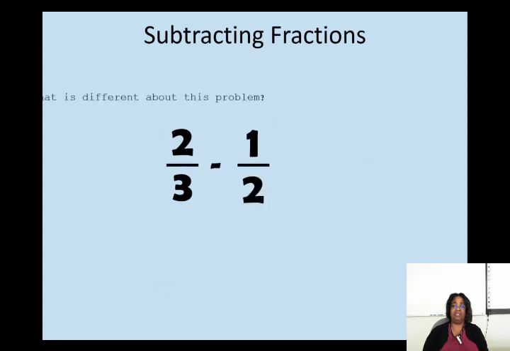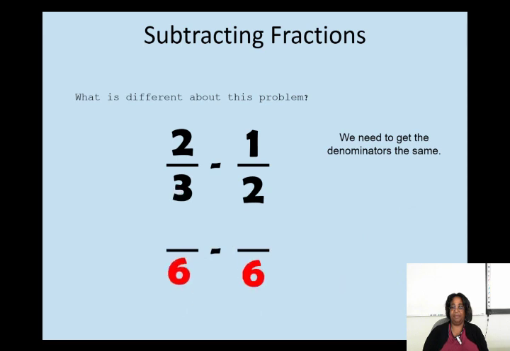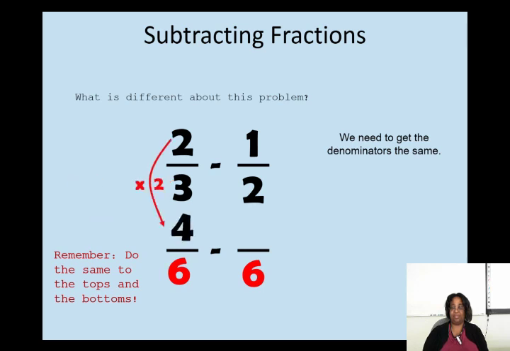So what's my LCD for 3 and 2? 6. So we're going to raise everything to 6 here. The first fraction will be multiplied by 2 to get 6. So the equivalent fraction is 4 over 6. And the second fraction will be multiplied by 3 to get 6. So you'll get 3 over 6. So I'm going to write down the 6 and then subtract the numerators. 4 minus 3 is 1. So my answer is 1/6.